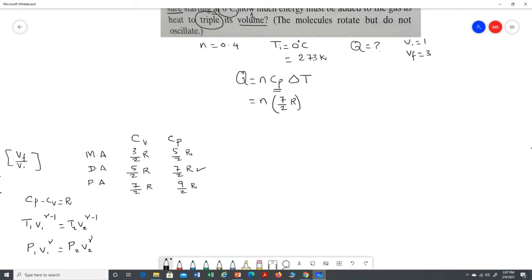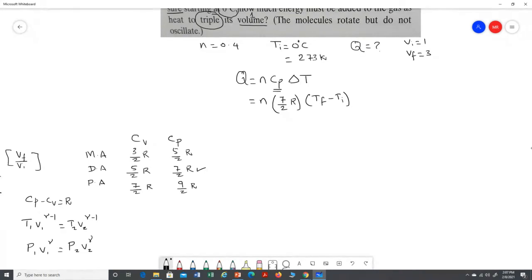And what is the delta T? Delta T is nothing but T final minus T initial. Am I right? Yes. Okay. Now, my dear, listen carefully. We have all the information. n we have, R is a constant value, so no problem. We will give that value. Initial temperature is given. Is there any information about the final temperature?